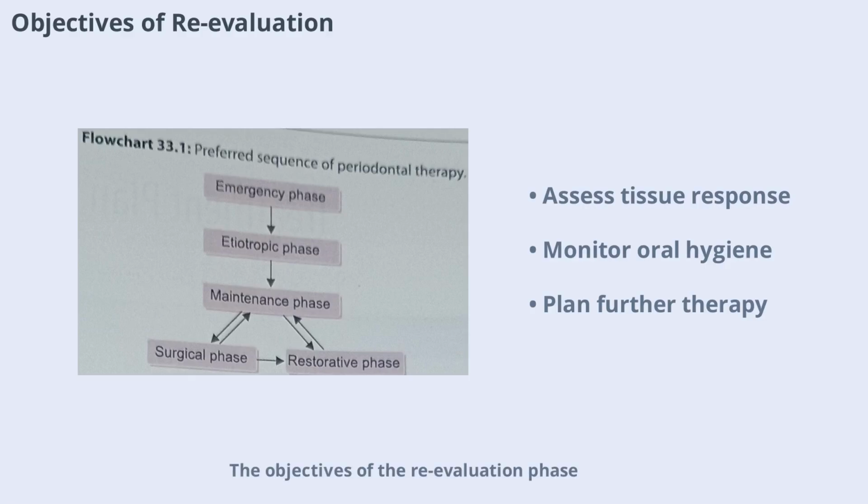The objectives of the re-evaluation phase are to assess tissue response after therapy, monitor gingival inflammation, pocket depth, and mobility, and evaluate the patient's compliance with oral hygiene. Clinicians review plaque and bleeding indices, oral hygiene scores, and plan for any further periodontal therapy if needed. This phase ensures that the treatment plan remains effective and responsive to the patient's needs, supporting ongoing oral health.